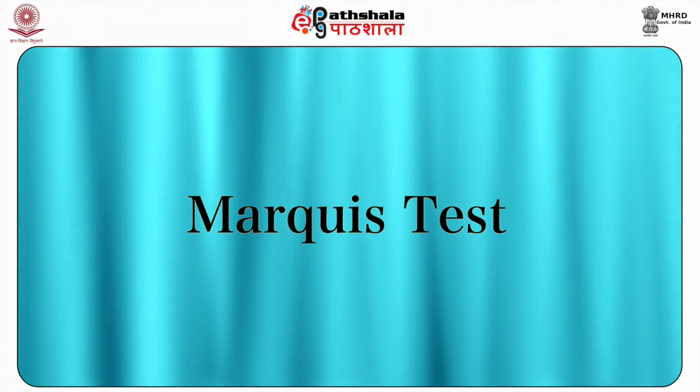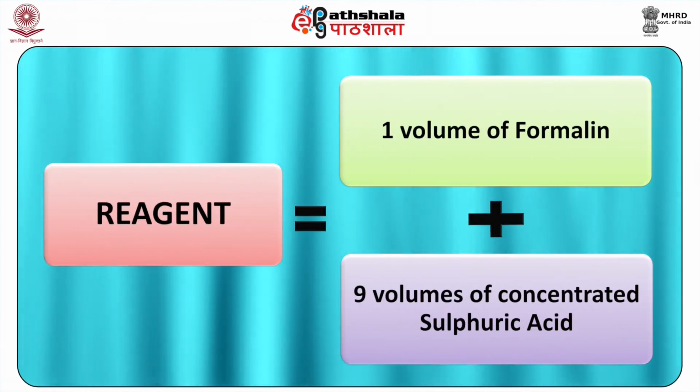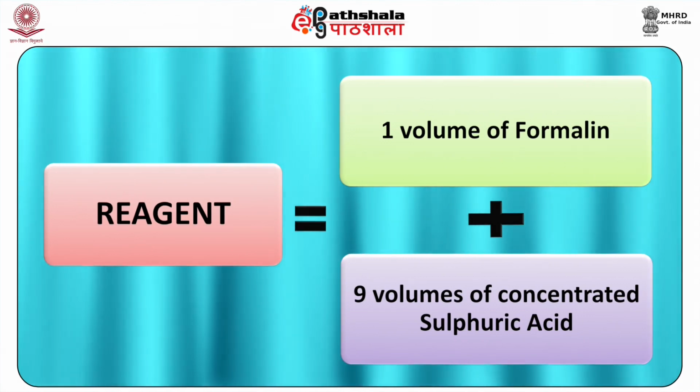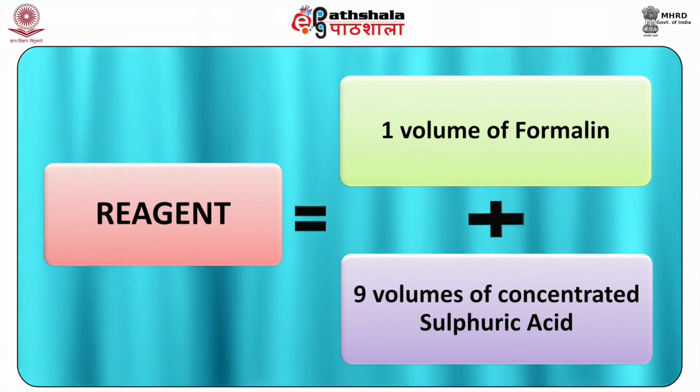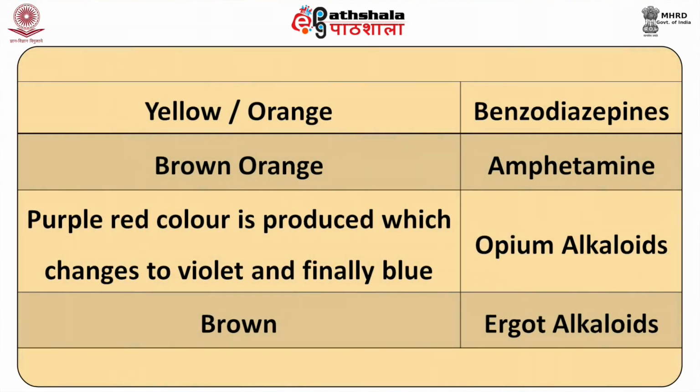Next is the Marquis test. For preparation of reagent, 1 volume of formalin is added to 9 volumes of concentrated sulfuric acid. Yellow to orange color indicates benzodiazepines, brown orange indicates amphetamine, a purple red color which changes to violet and finally blue indicates opium alkaloids, and brown indicates ergot alkaloids.